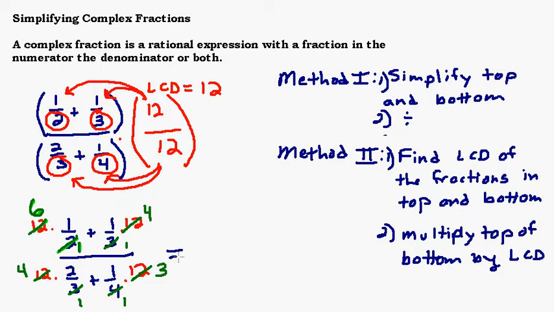What do we have? Well, on the top, we've got 6 times 1 over 1. That's just 6. Plus 1 times 4, which is 4, over 1, which is just 4. On the bottom, 4 times 2 is 8 over 1. That's just 8. And 3 times 1 is 3 over 1 is just 3. Wow, look at that. 6 plus 4 over 8 plus 3. Can't get much easier than that.